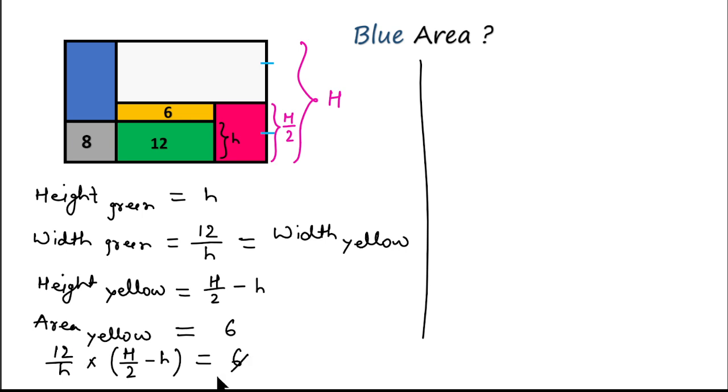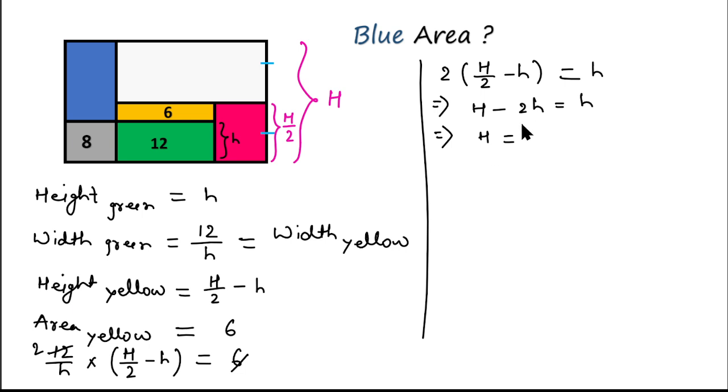Now this 6 will cancel 12 two times, so we can write here 2 into H by 2 minus h, and this h I will send to the right side, so this small h will be here. After that we can write H minus 2h is equal to h, so H is equal to, minus 2h will go to the right side, so this will become 3 small h. Okay, so this is the important result that I will use later, you can see.